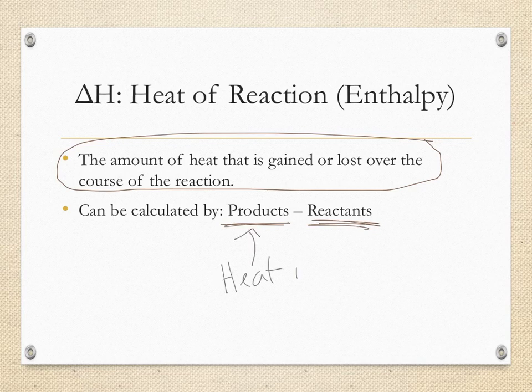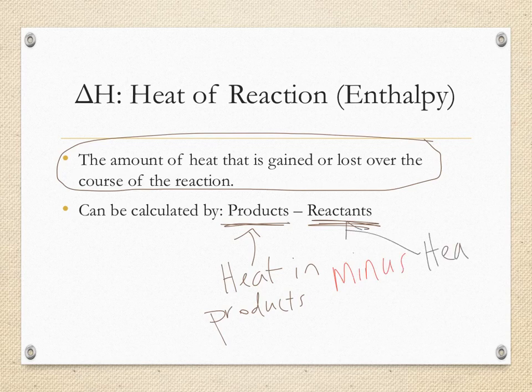Heat in products minus heat in reactants. It's the amount of heat in the products minus the amount of heat in the reactants, so that we can see how the amount of heat has changed over the course of a reaction. All right, that's all your vocabulary terms to know. The next thing we're going to do is the graph and look at a reaction rate diagram.